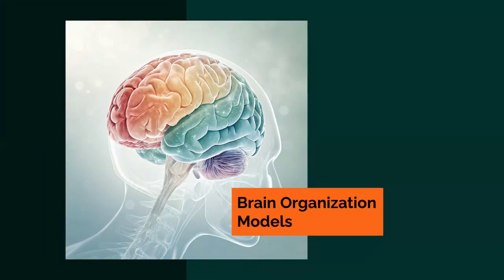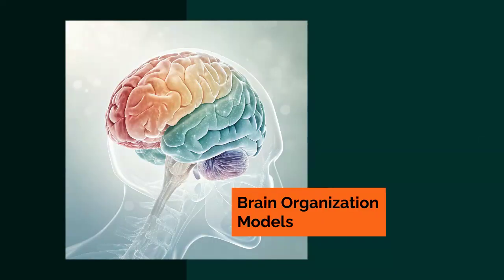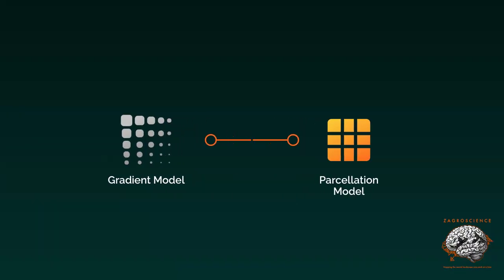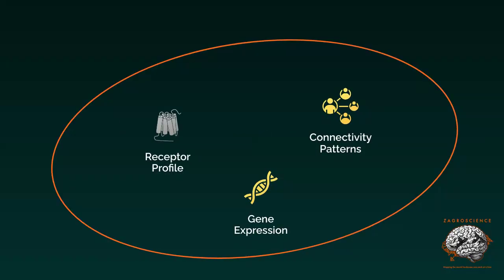Interestingly, this same idea of duality shows up in neuroscience, where the brain can be organized using either gradients or parcellations. Gradient models show continuous smooth transitions across the brain, while parcellation models divide it into distinct regions with sharp boundaries. Brain features like receptor profiles, connectivity patterns, and gene expression all vary across the cortex, providing different windows into how the brain is organized.